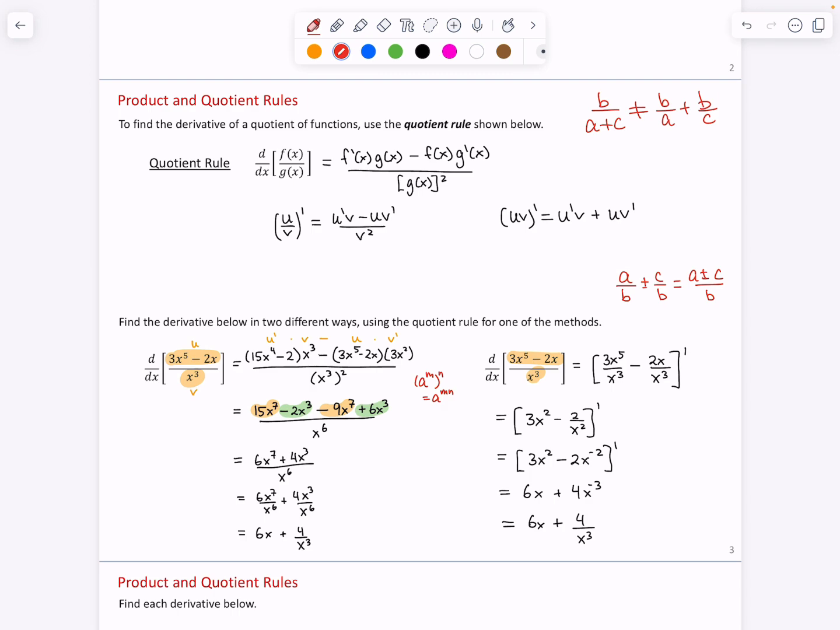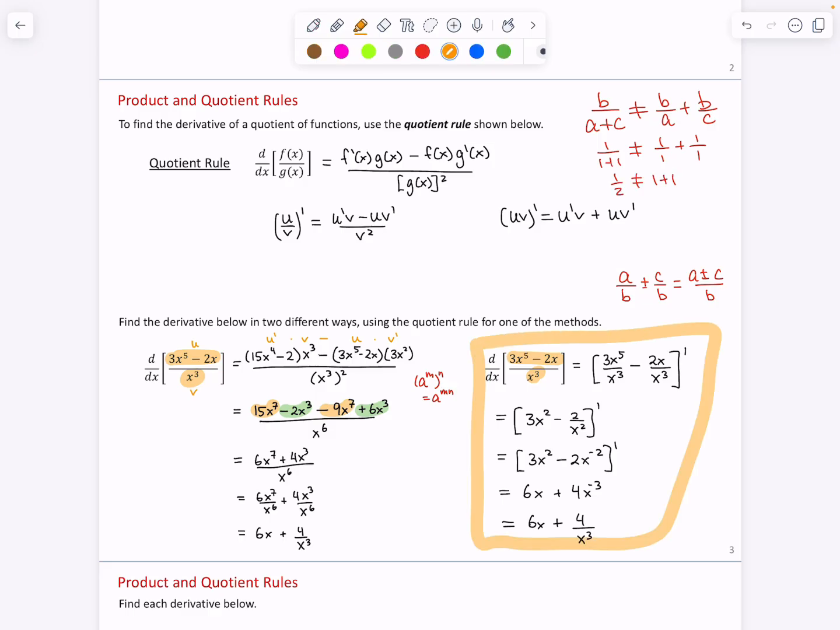Here's a simple counterexample. 1 over 1 plus 1 is not equal to 1 over 1 plus 1 over 1, because on the left side we have a half, on the right side we have 1 plus 1, or 2, not the same. So the second method is only possible because I was able to split the denominator.